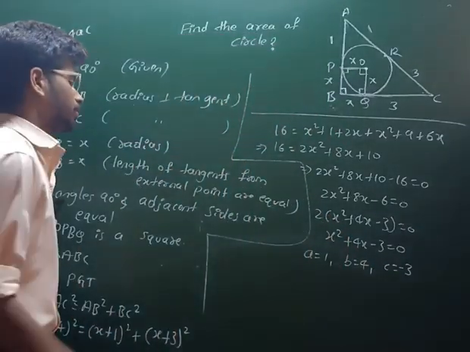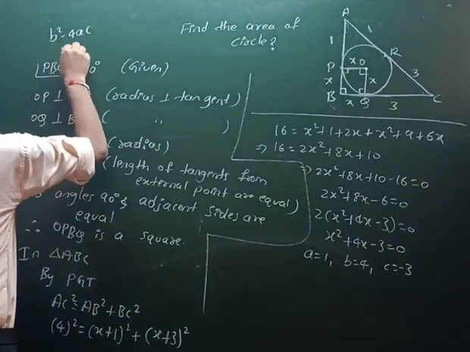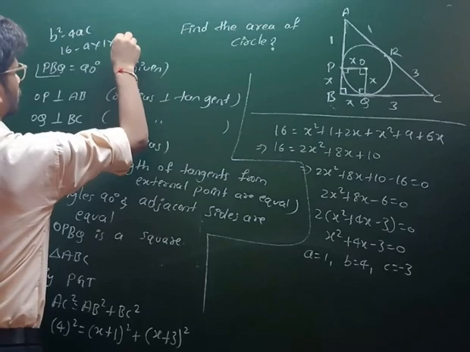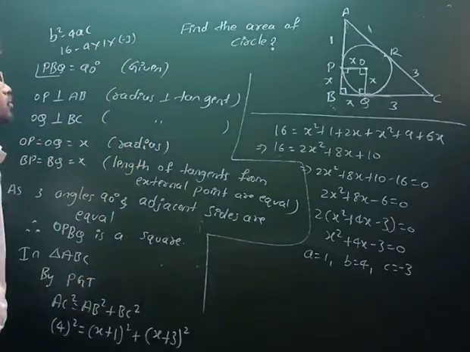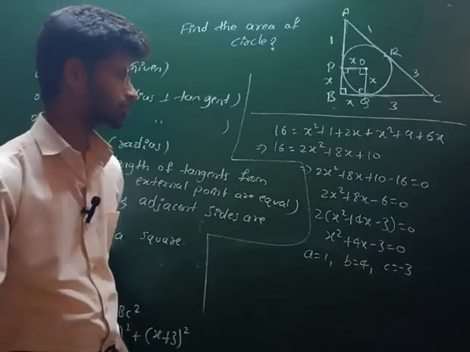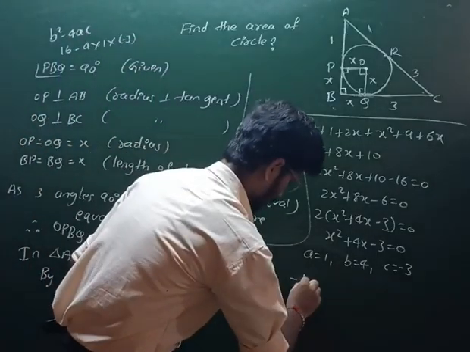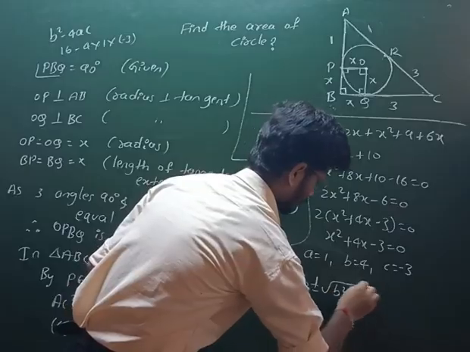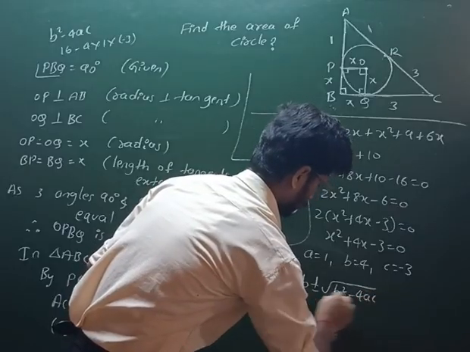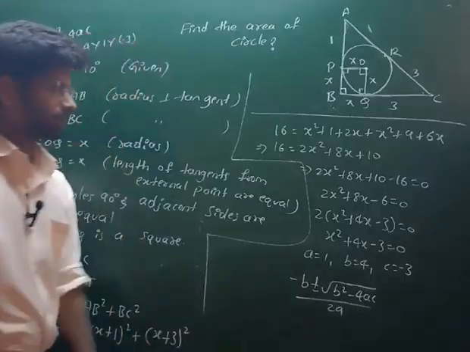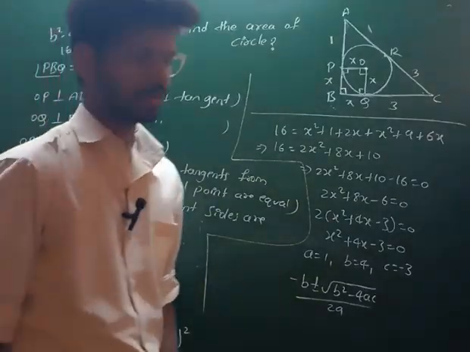Now b² is 16. 4² − 4 into a is 1 and c is −3, so 16 + 12, that is 28. It is not a perfect square, so we can't do it that way. Then use the formula: x = (−b ± √(b² − 4ac)) / 2a. Till here you write. We will solve further.